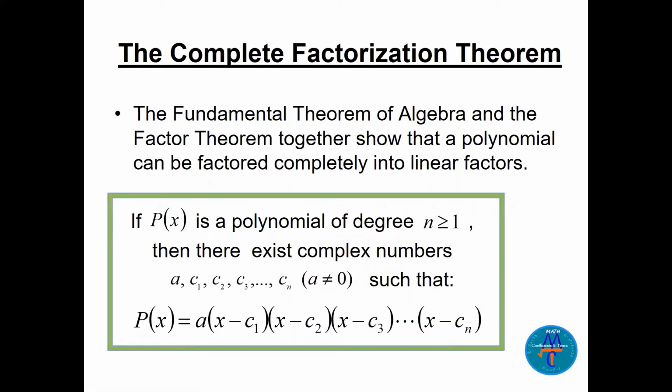Now, using the fundamental theorem of algebra in the previous slide, we can see that p of x can be written in this form: a, x minus c1, x minus c2, x minus c3, etc., until x minus cn, where these numbers c1, c2, c3 are the zeros. So we can multiply all of them to get the function, and we have to put a here at the beginning. This is the leading coefficient. It can be 1, it can be positive or negative or fraction.